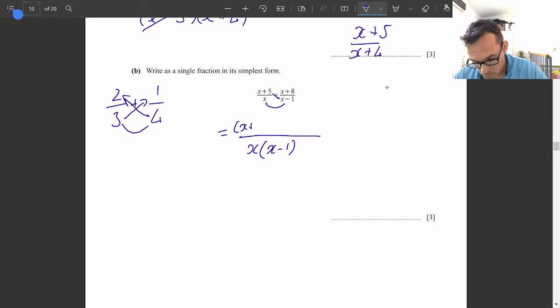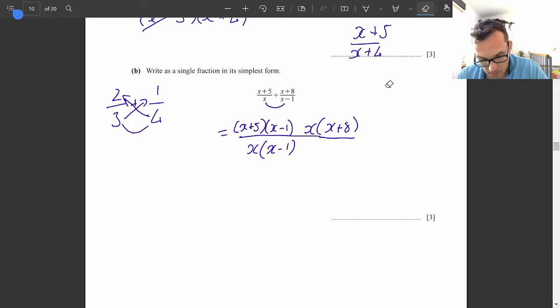So we will have two brackets looking like this. And we need to multiply the x with the x plus 8. Okay, and between those terms, just look there, yeah, there's a plus. So we need to put the plus there.